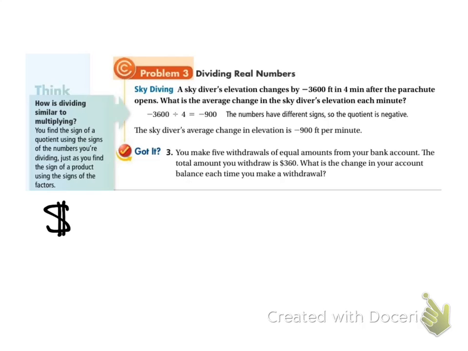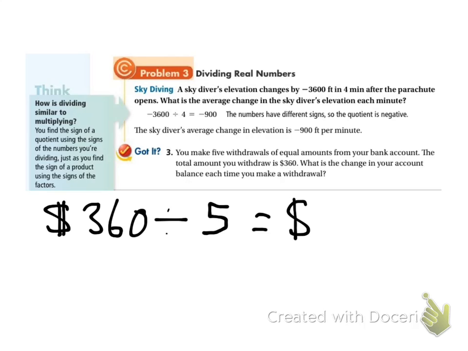So I am going to do 360 divided by 5. And if I'm doing a positive divided by a positive, I'm going to get a positive answer. And my answer is $72. So each time I make a withdrawal, my account changes by $72. I'm taking out $72 each time.